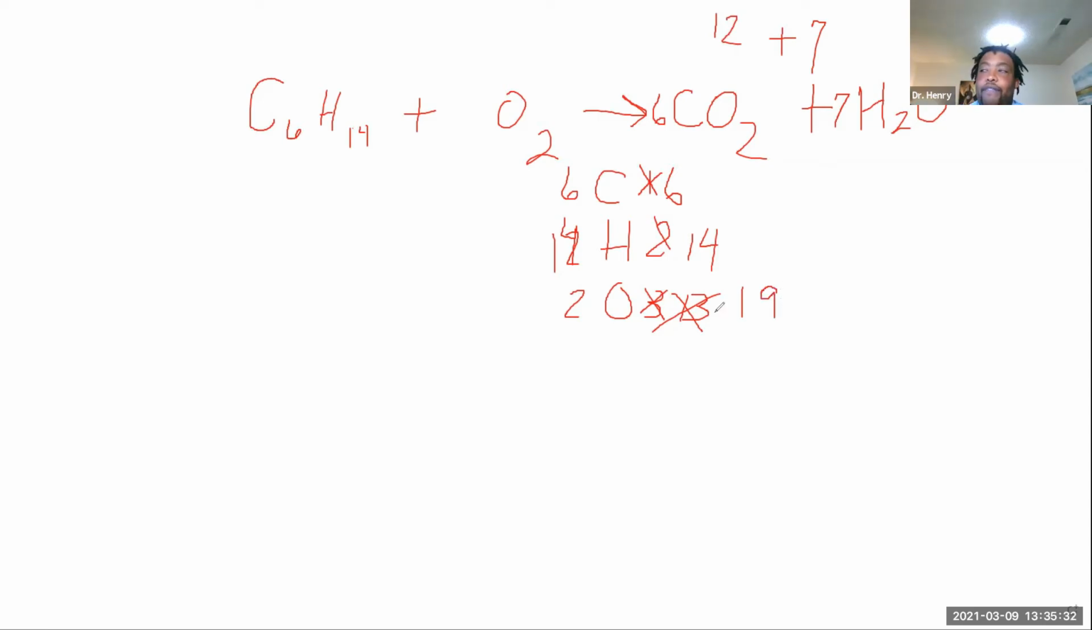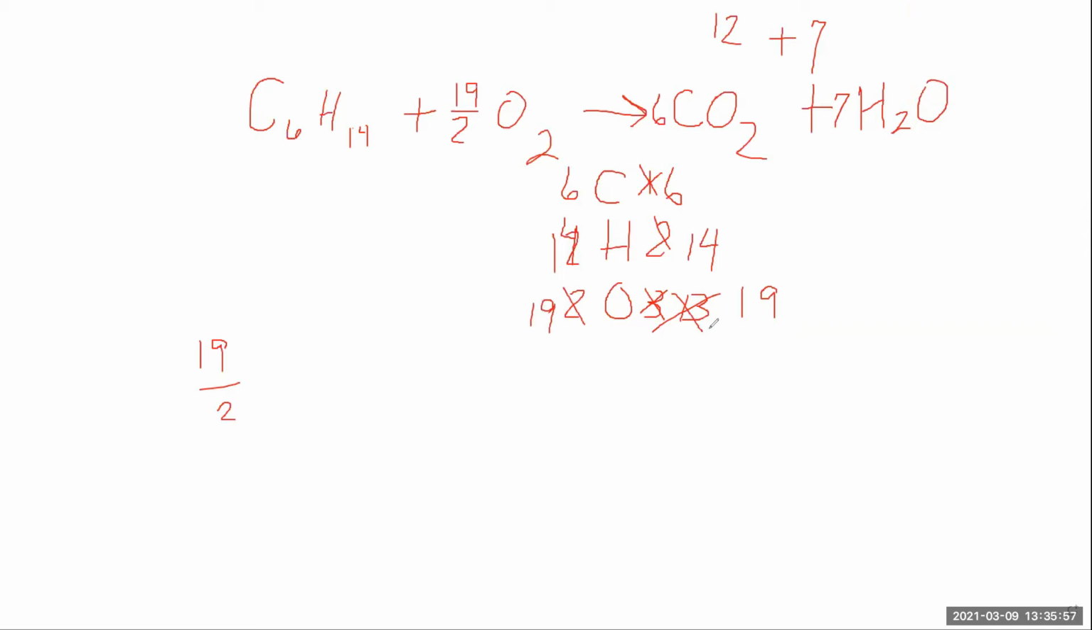Okay, so that means I have an odd number, right? So this is where I would do my fancy work, since this is the only source of oxygen. I put 19 halves here. 19 halves times 2 is what? 19. Okay, so would that be balanced? Yep. 19 over here and 19 over there.